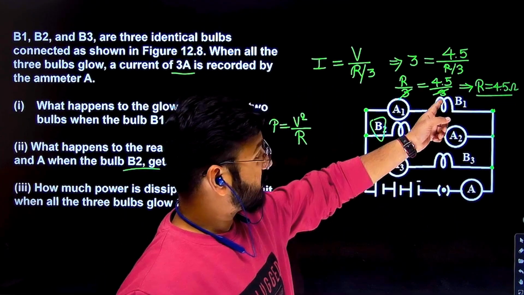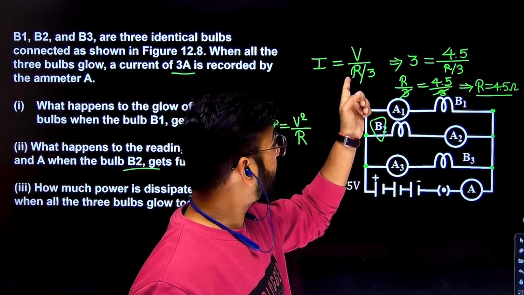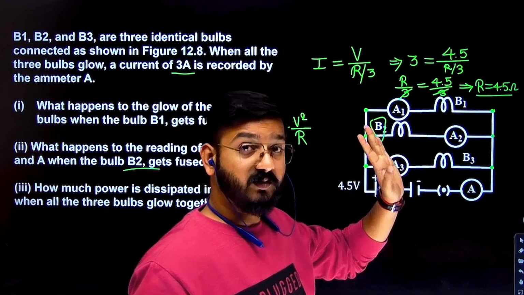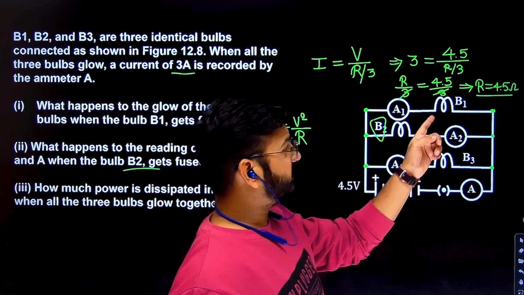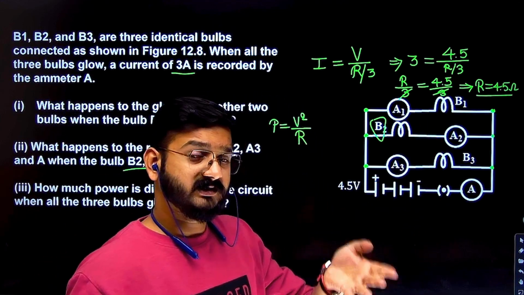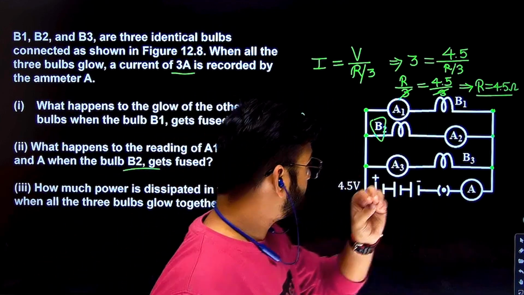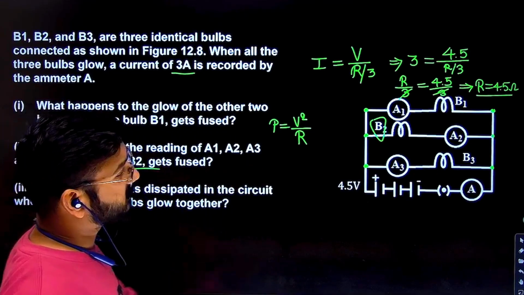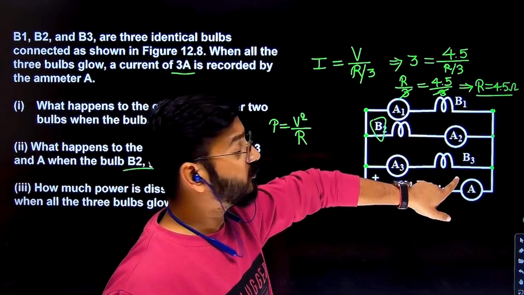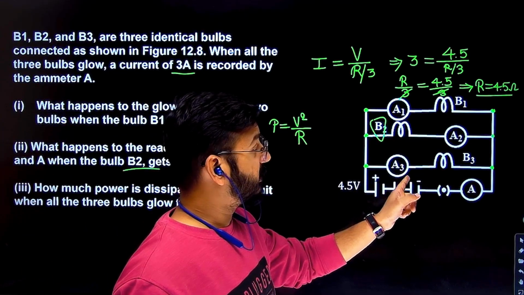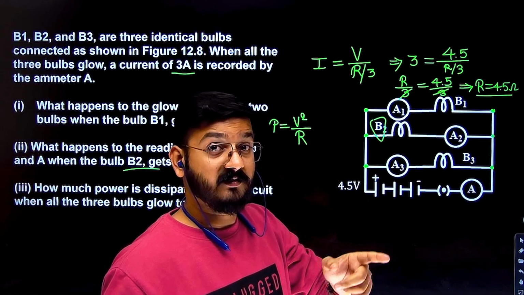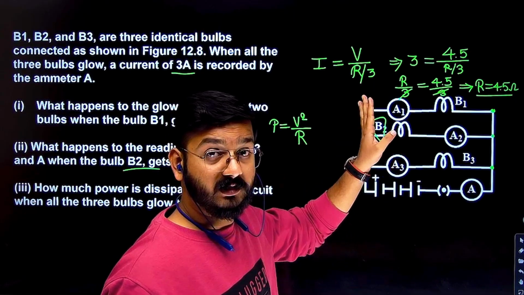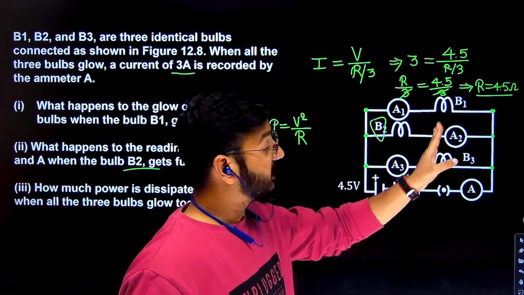Right? I assumed the resistance of each bulb is R. Total was R by 3. So I calculated R as 4.5. Perfectly fine. Now, once you know the resistance of each bulb is 4.5, in the second case, they're telling that one of the bulbs is fused. So B2 is fused. Now you have only two bulbs, B1 and B3. So what will be the net resistance now? R by 2. Correct? R by 2 because this bulb is removed.